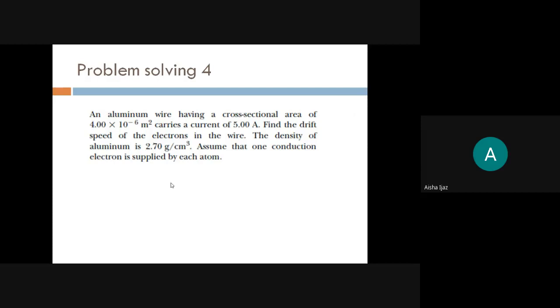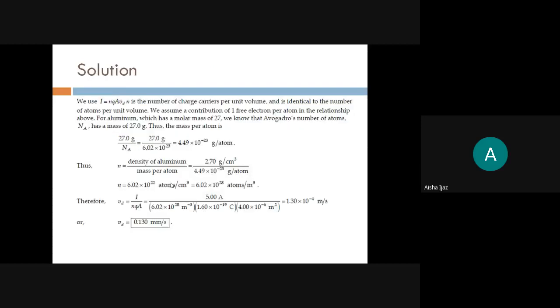You have J equal to nevd, the formula we have discussed. The density of the aluminum is given. You have to calculate the number density, which you can get directly from the table, or you can calculate it using Avogadro number times density divided by the molar mass M. If you apply that, the number density of the aluminum is 6.02 times 10 to the power 28 atoms per meter cube. I'm using it directly from the table. Otherwise, these are the ways written here.